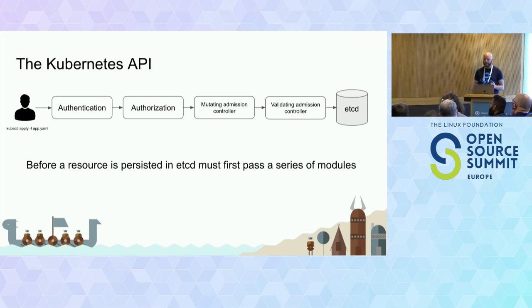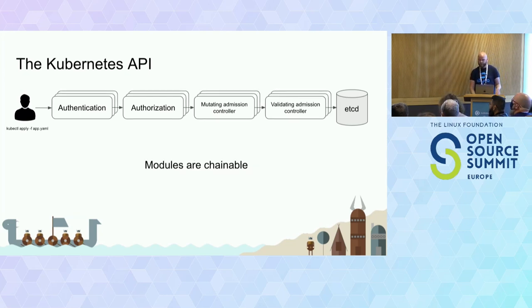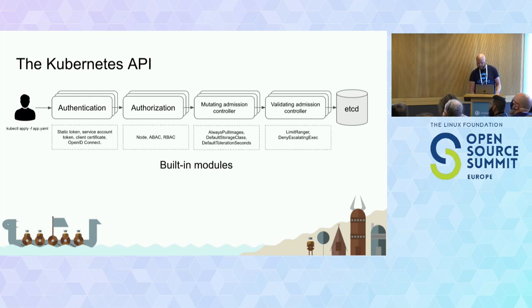Any request needs to be authenticated, needs to be authorized, and it will also pass the admission controllers, which can either mutate the request on its way in or just validate that this looks all right. These modules are chainable, so you can have as many authorizers or admission controllers as you want. And of course, Kubernetes comes with a whole bunch of built-in modules for all of these, like RBAC for authorization, and a whole bunch of admission controllers as well.